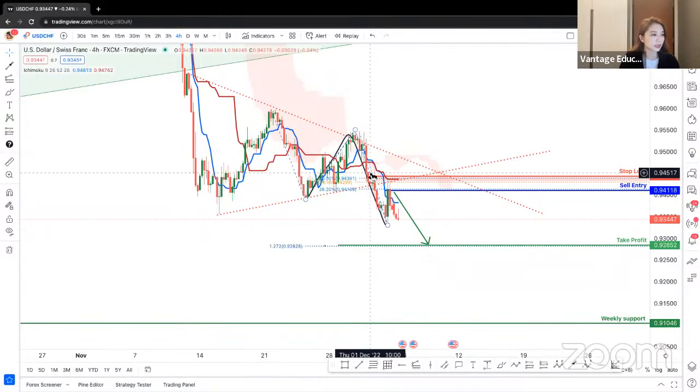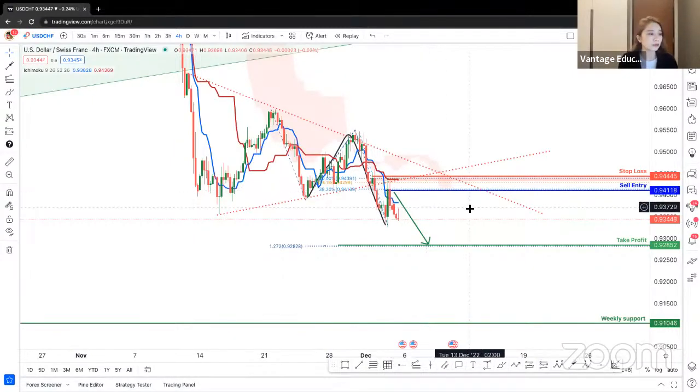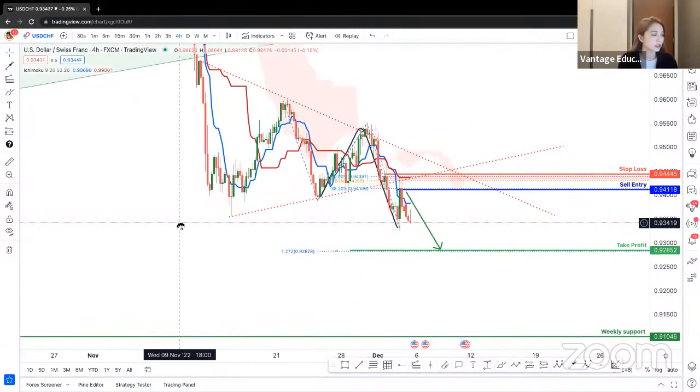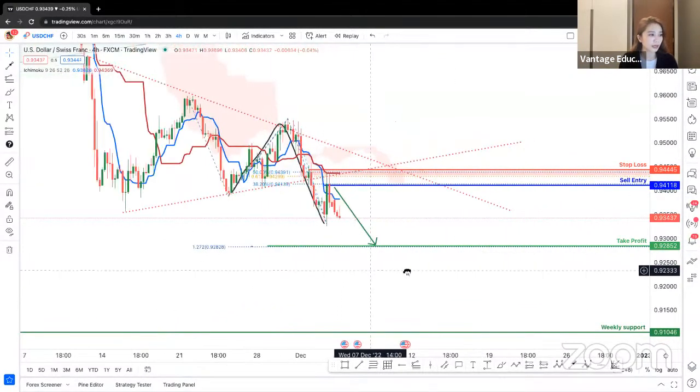I've taken the lines. You can see that there is a blue cross under red kind of situation, which we also say is an indication of a downward falling continuation of the price. All right, so this is dollar franc. We are looking at dollar franc.